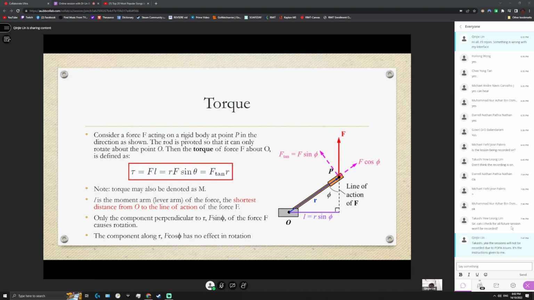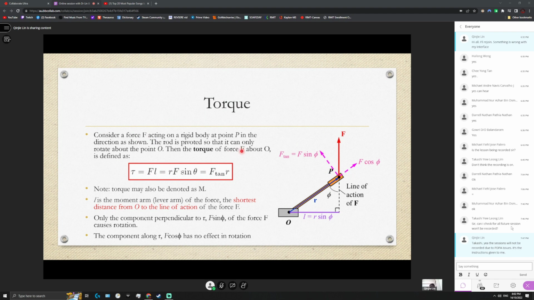Okay, so if we rotate something, there's this thing called the torque. Consider a force F acting on a rigid body at point P in the direction as shown. Imagine this object, we are rotating about point O. You apply a force pulling it upwards, but because it's fixed at point O, it is a rotation. So it must be going this way.